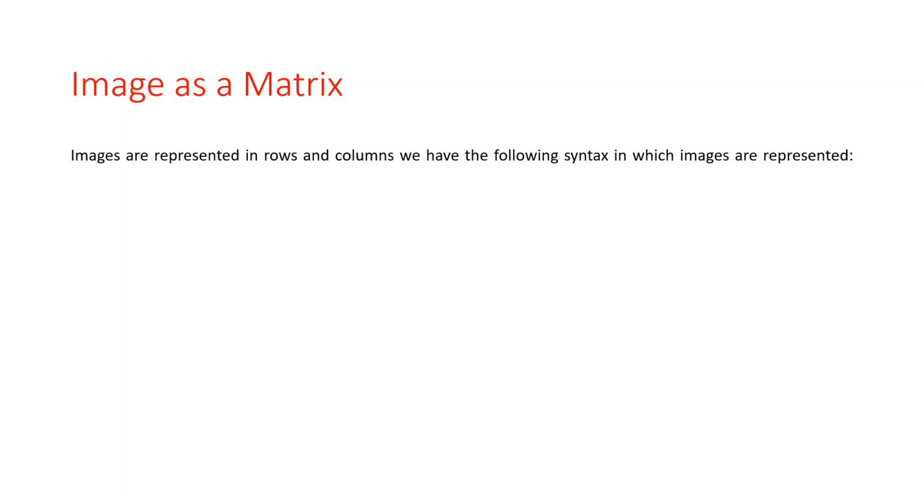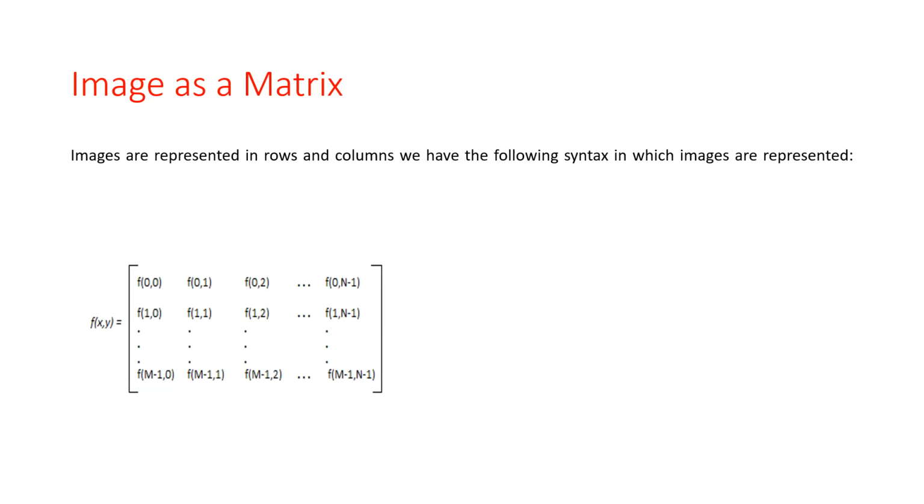So consider an image in matrix form. As we know, images are represented in rows and columns. We have the following syntax in which images are represented. Here the image is in the form of a matrix, where the image is f of x comma y for the x and y coordinates. The rows are f of 0 comma n minus 1, f of 1 comma n minus 1, and so on up to f of m minus 1 comma n minus 1. So here we have a number of rows and columns.